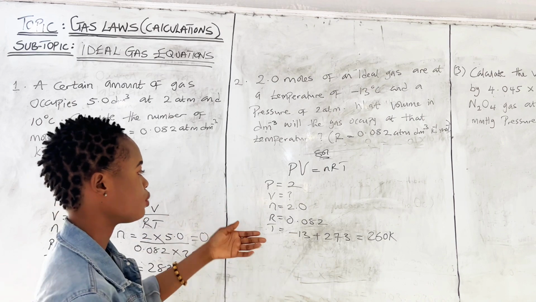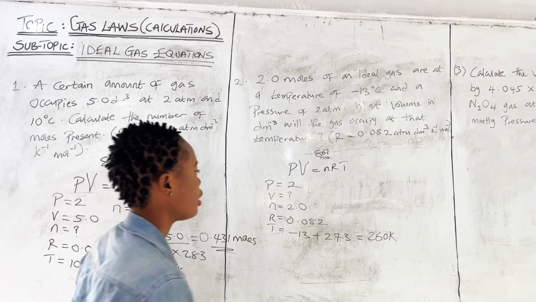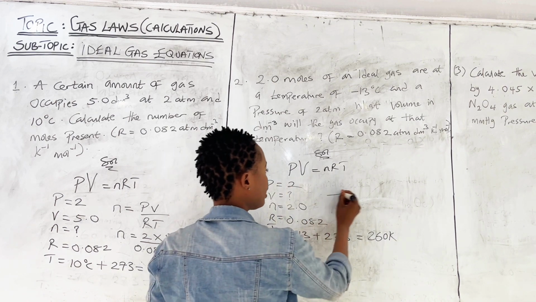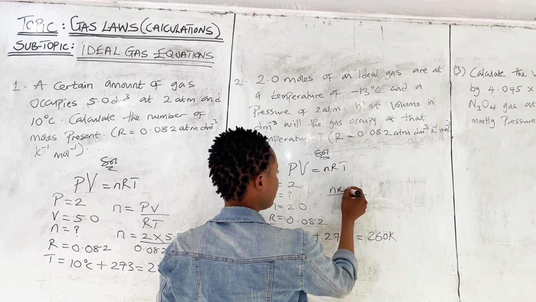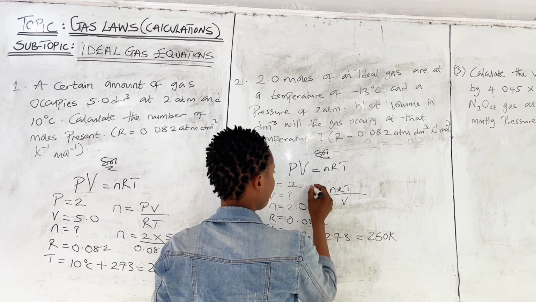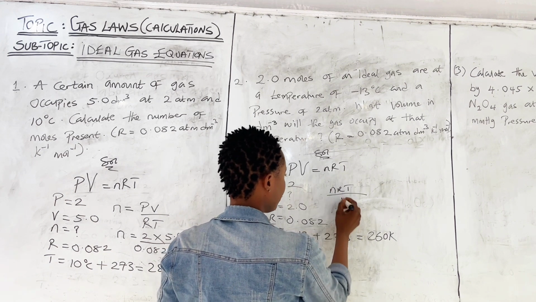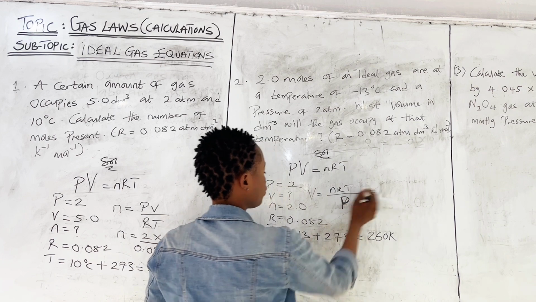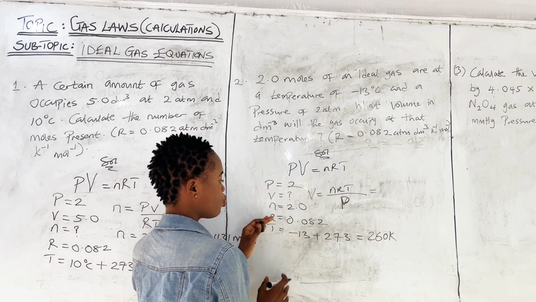Now that we have done this, we can make V the subject of the formula. As I said, whatever is attached to what you are looking for goes under. So our formula becomes nRT over P. So V is equal to nRT over P. So we'll put our values where they belong.